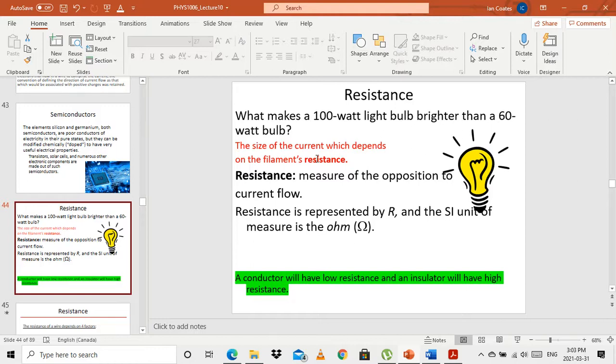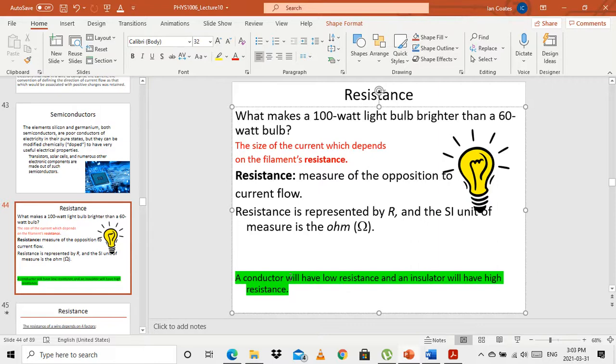So resistance is a measure of the opposition to current. I'm not going to say that current, which is I, is the opposite of the resistance, but it's a measure of the opposition to the current flow, and we'll get more into it. It's represented by an R, and it is measured in ohms. And this is your symbol for ohm.